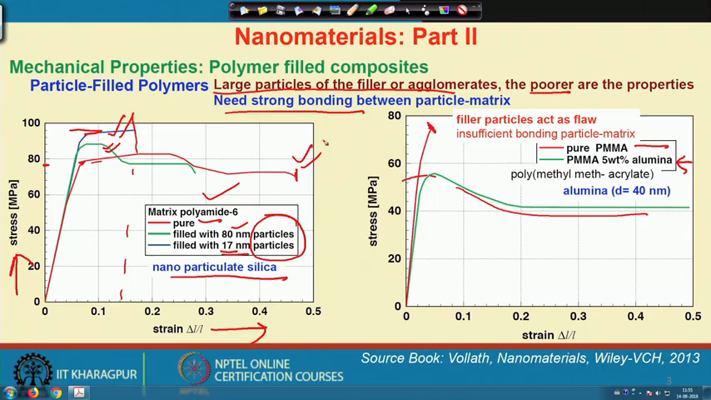Even though we expect that the strength will increase if we incorporate nanoparticles, both the bonding as well as the distribution of the particles are important, and there should not be any agglomeration and there should be sufficient bonding at the interface.